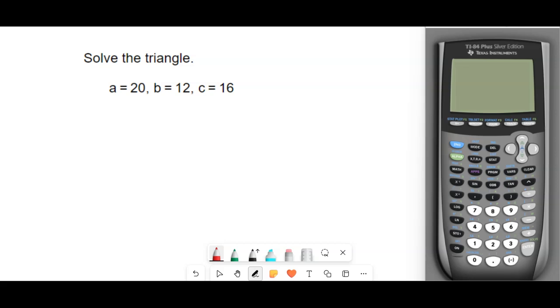Hey, trig class, we got another triangle to solve. This time we're given just all three side lengths. We're not given a triangle. They're not drawing the triangle for us. We have to draw it.